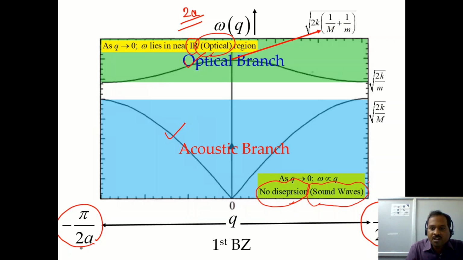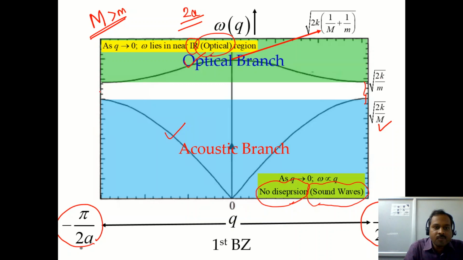And at the boundaries of this first Brillouin zone, that is at pi by 2a or at minus pi by 2a, these branches are separated by a certain frequency interval. The higher frequency at the boundary is root over 2k by small m, which is the mass of the lighter atom, and for the acoustic branch at the boundary it is root over 2k by capital M, which is the mass of the heavier atom. So we should always remember that capital M is heavier than small m.